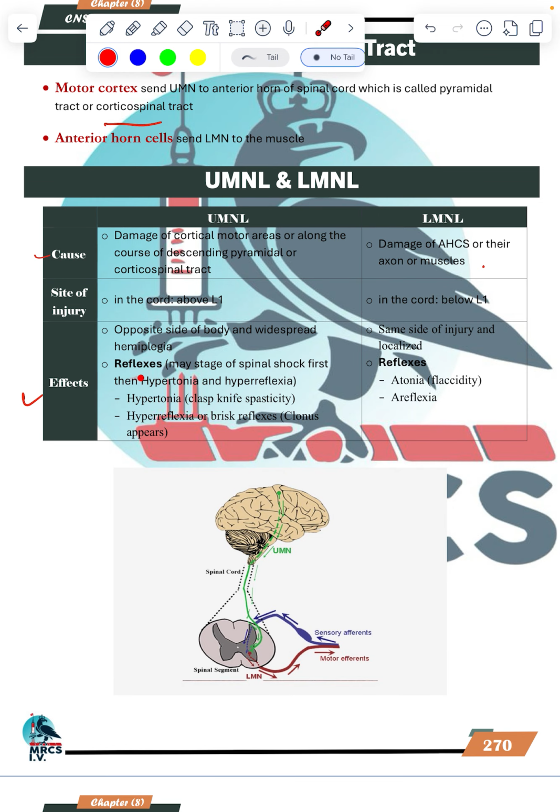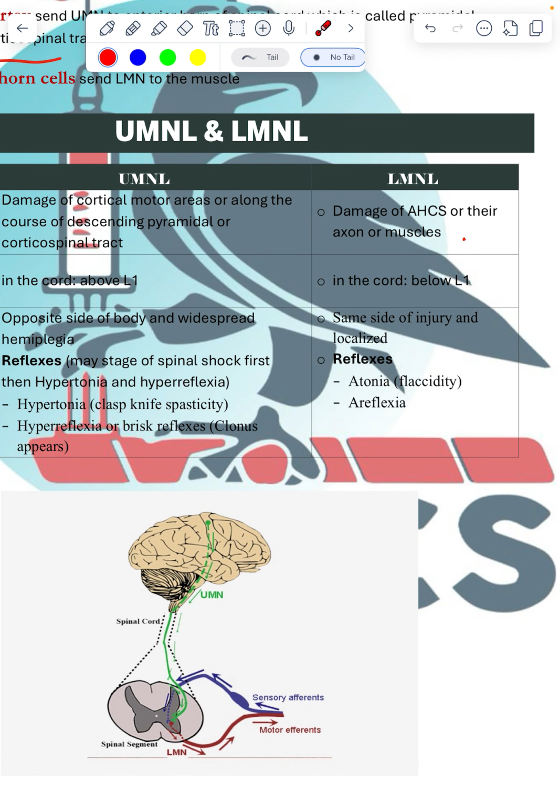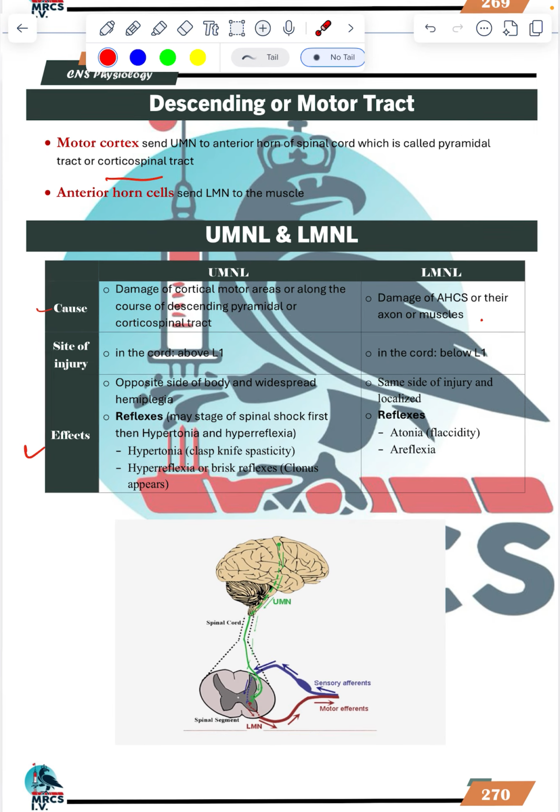In upper motor neuron lesions, reflexes may show spinal shock first, then hypertonia and hyperreflexia. Hypertonia means clasp-knife spasticity; hyperreflexia means brisk reflexes. If there is lower motor damage to anterior horn cells or their axons, this is lower motor neuron, below L1. Again the same side, because it is direct, not crossing, same side as the injury. Reflexes show atonia: flaccidity and areflexia.